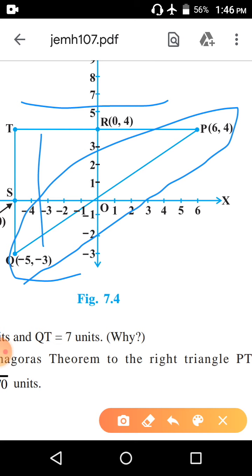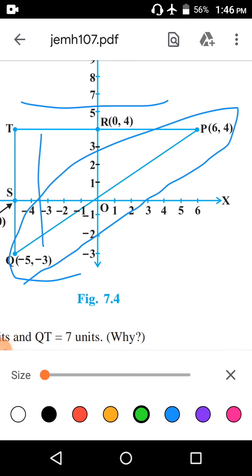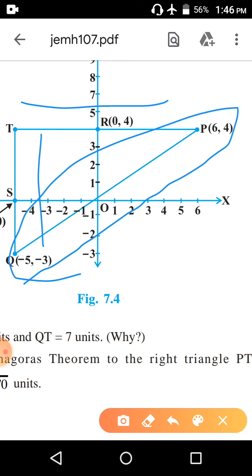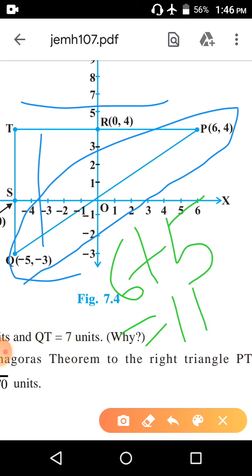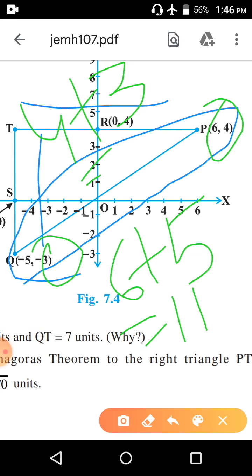So PT can be found like this. The x coordinate here is 6 and the x coordinate here is minus 5. Since it is on the negative side, it will be added. So the x distance will be a total of 11 units. And for QT we have to use the y coordinates. The y coordinate here is 4 and here it is minus 3. So the y distance will be 4 plus 3, that is 7.